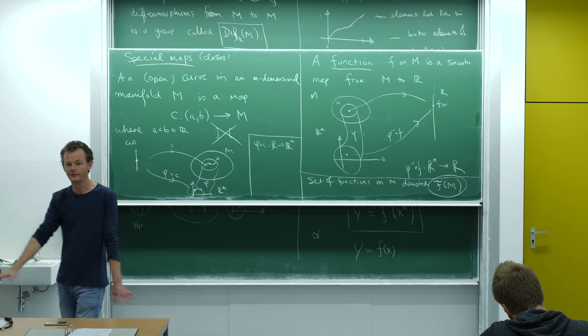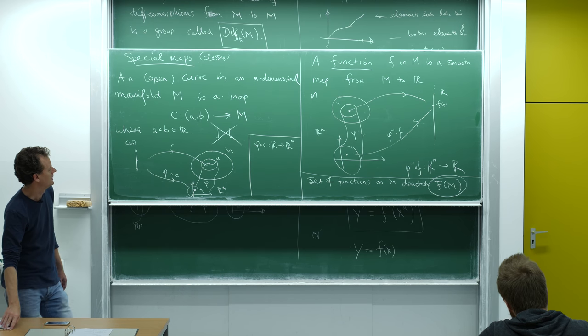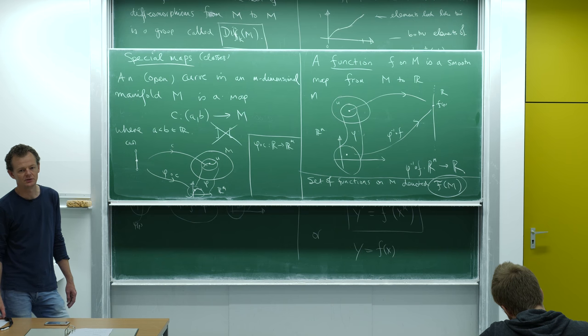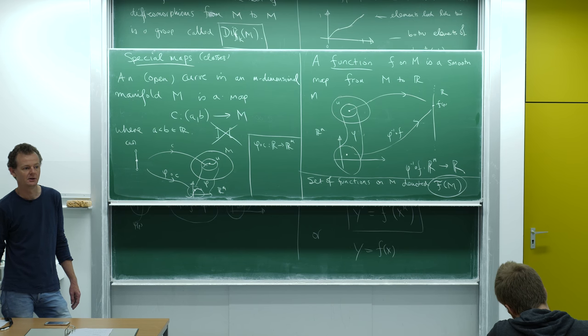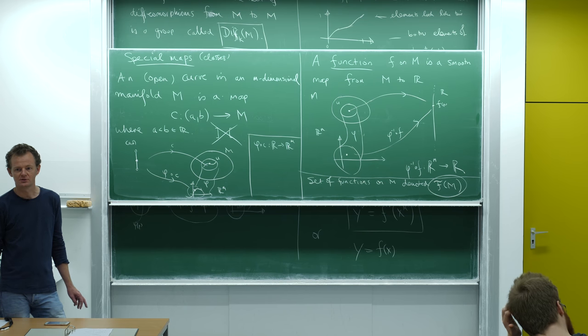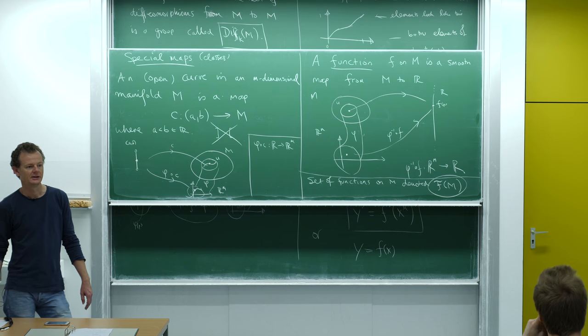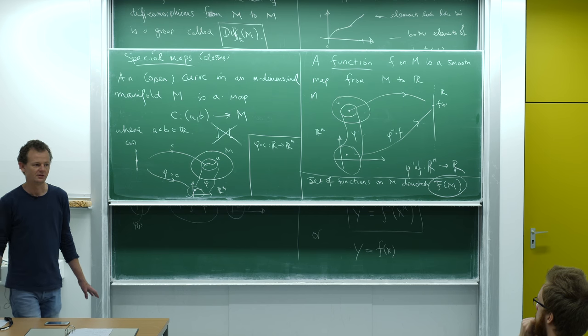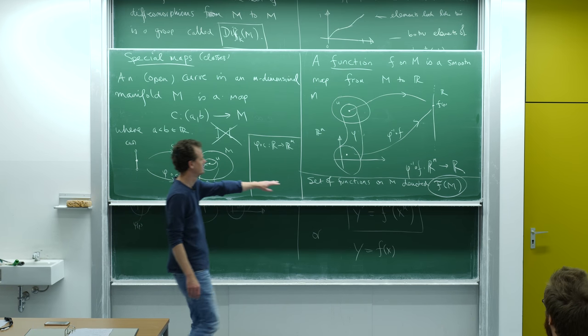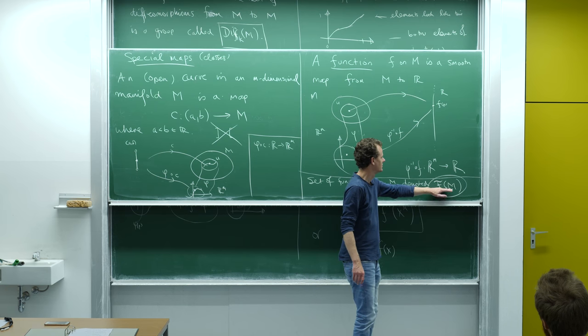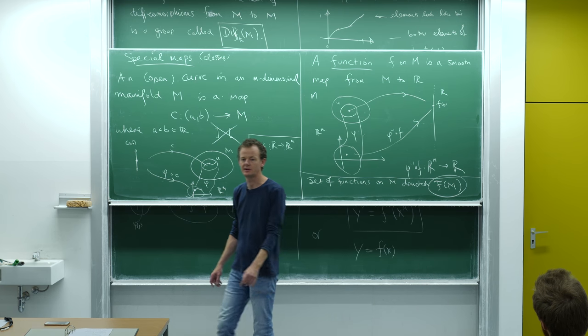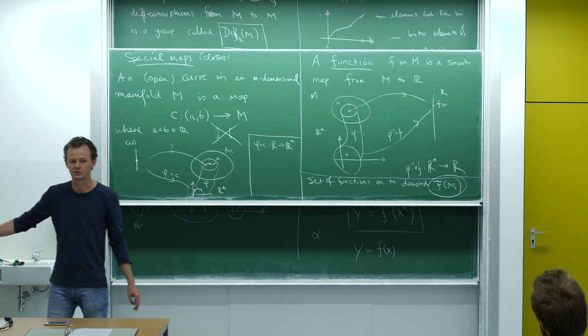And the collection of all functions on a manifold, we give it a name. It's called curly F of M, which looks exactly like the symbol we used for differentiable structure yesterday. Since we're not going to talk about differentiable structures again in this course, I'm going to overload that notation and just use the same symbol. So whenever you see curly F like that now, that means the set of all functions on the manifold M.